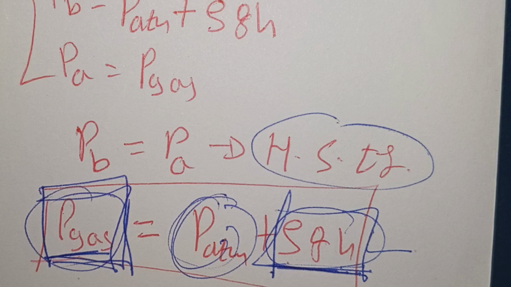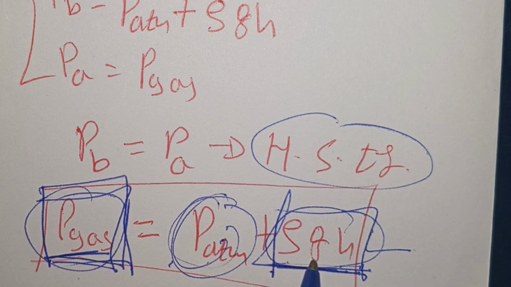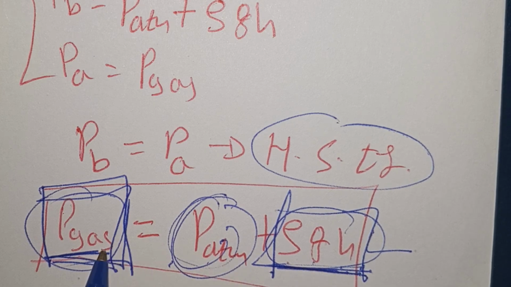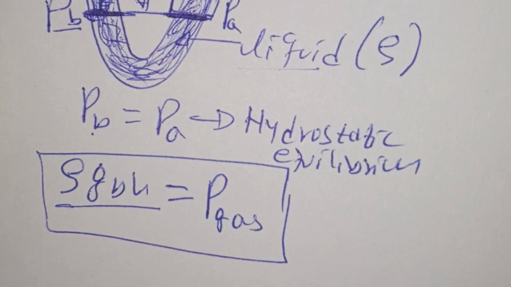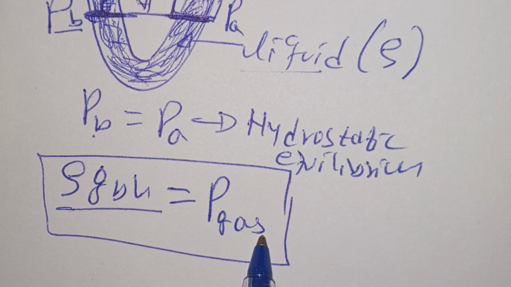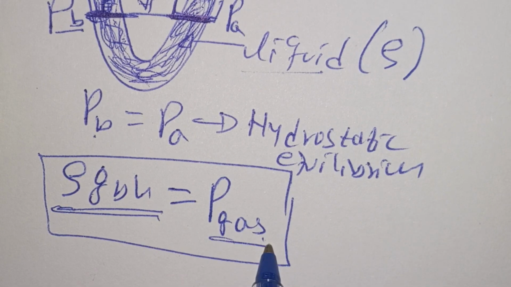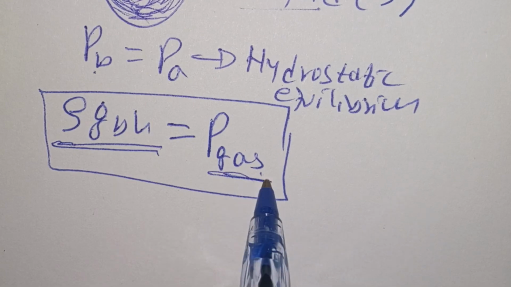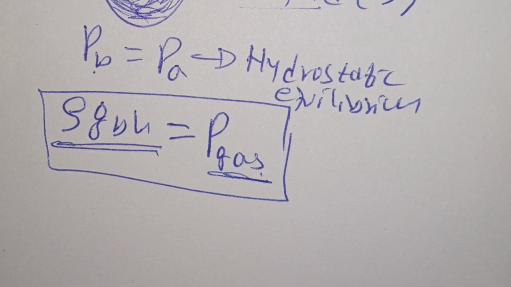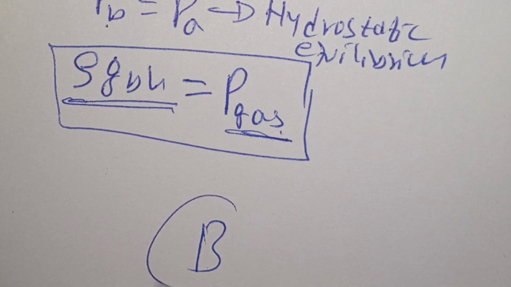So alternative D says that the gauge pressure equals the atmospheric pressure. So the gauge pressure cannot be equal to the atmospheric pressure. The atmospheric pressure plus the gauge pressure is equal to the pressure of the gas in the open end manometer. But in the case of the closed end manometer, the gauge pressure equals the gas pressure in the closed end of the manometer. So we can say that the correct answer is alternative B.